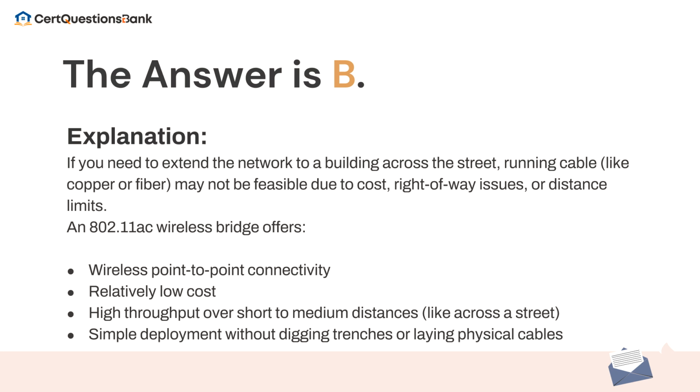If you need to extend the network to a building across the street, running cable, like copper or fiber, may not be feasible due to cost, right-of-way issues, or distance limits. An 802.11 AC wireless bridge offers wireless point-to-point connectivity, relatively low cost, high throughput over short to medium distances, like across a street, simple deployment without digging trenches or laying physical cables.